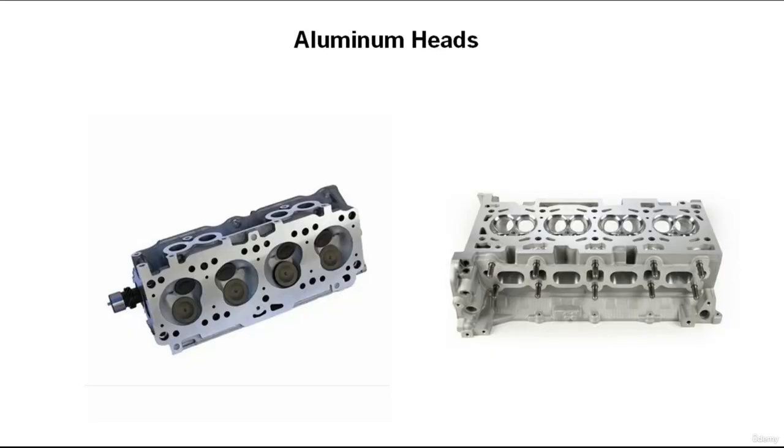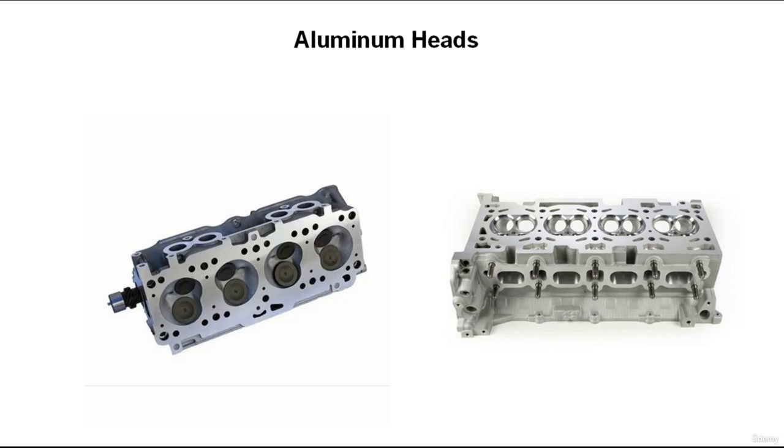Also, we have the aluminum heads. Attempts to lower overall engine weight have resulted in many lightweight cylinder head designs. An aluminum head weighs roughly half as much as the cast iron head, eliminating anywhere from 20 to 40 pounds of weight.